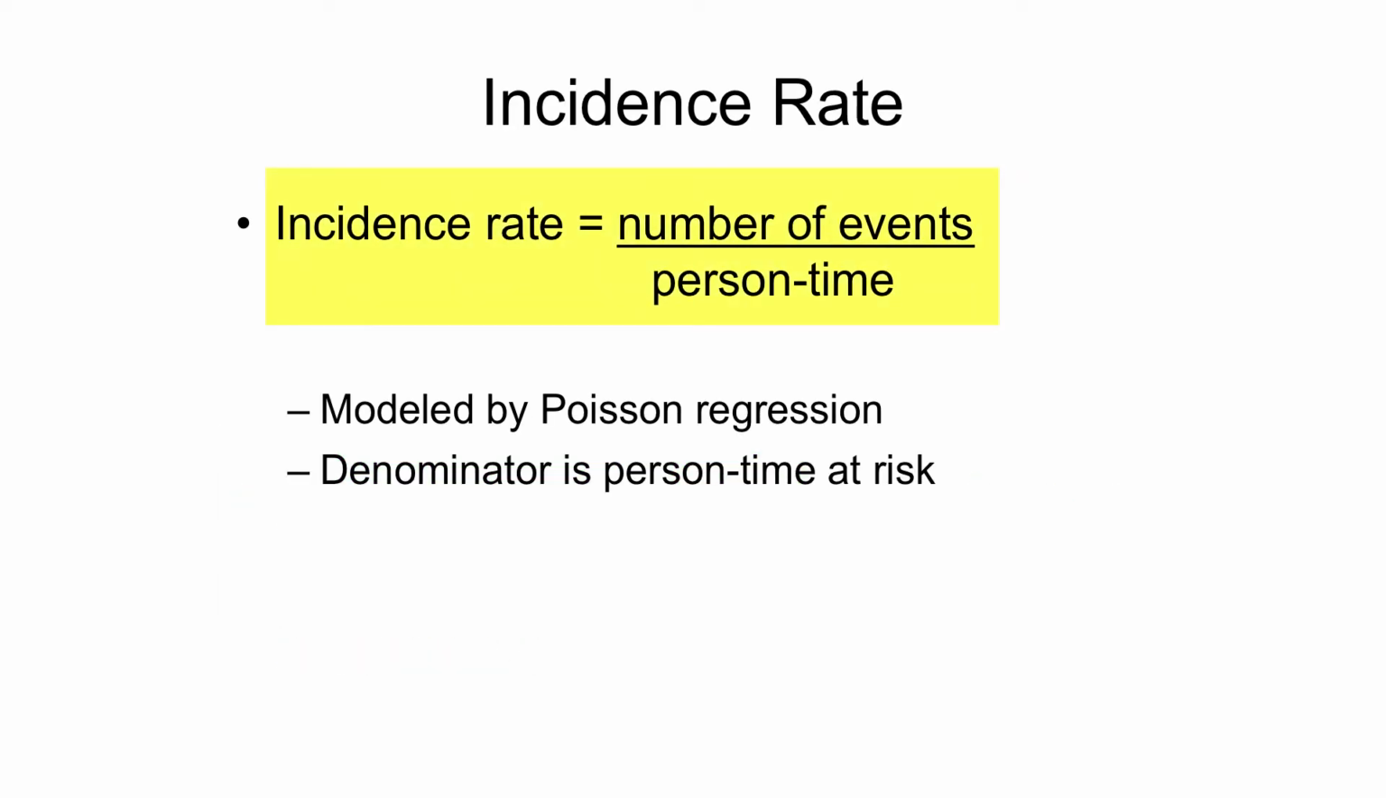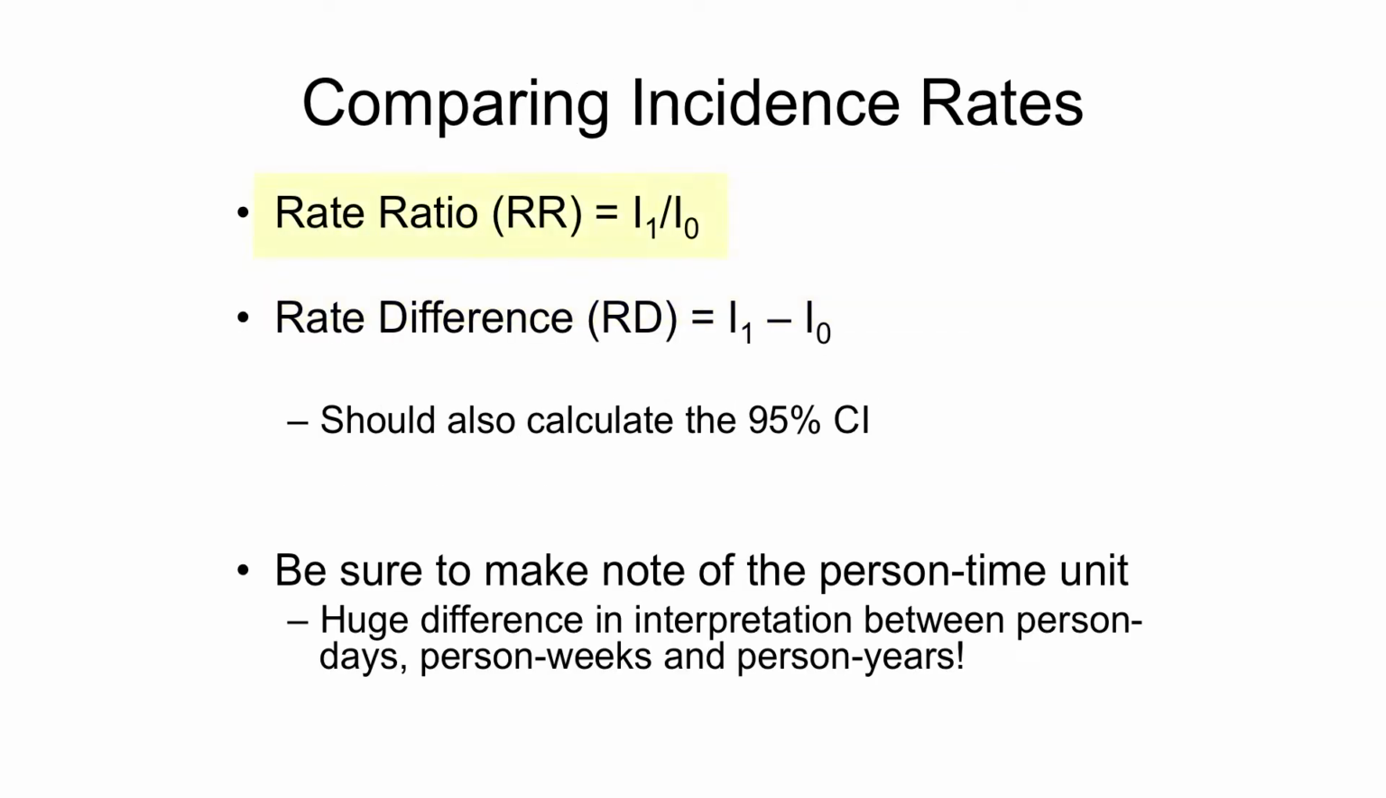Recall that an incidence rate equals the number of events divided by person time. This can only be calculated in cohort studies or clinical trials where people are followed over time. This is what we model with Poisson. The denominator is usually person time at risk for the event. Also recall that we can compare incidence rates with a rate ratio, which is the incidence rate of the first group divided by the second group. And we can also calculate a rate difference, which is the incidence rate of the first group minus the incidence rate of the second group.